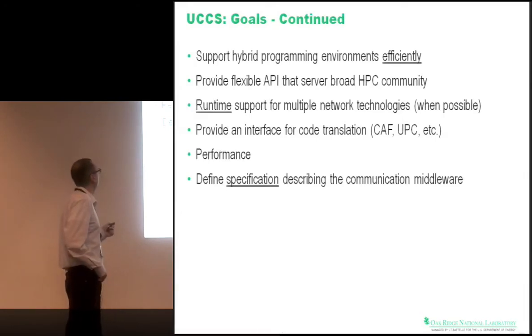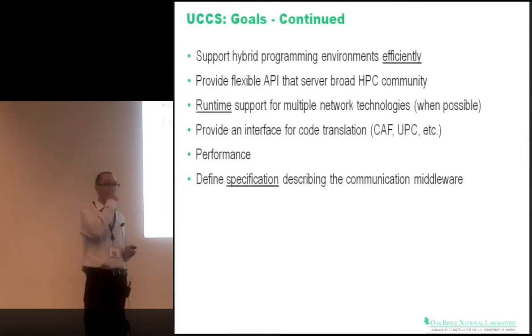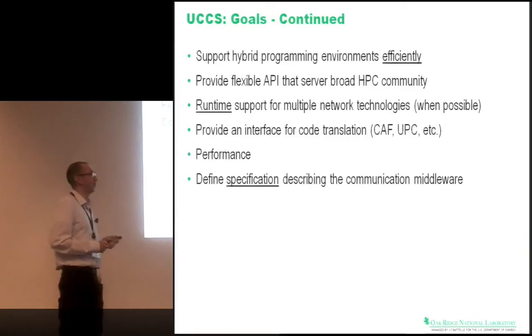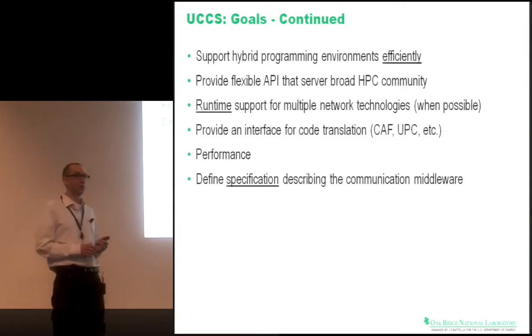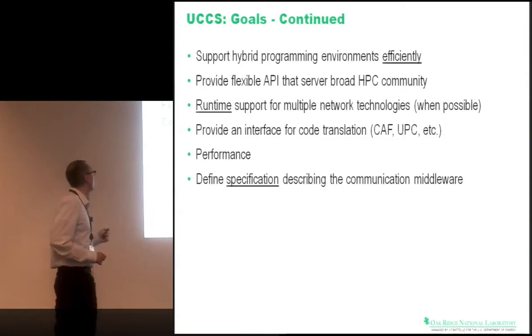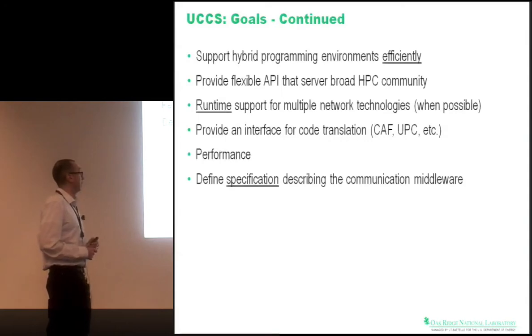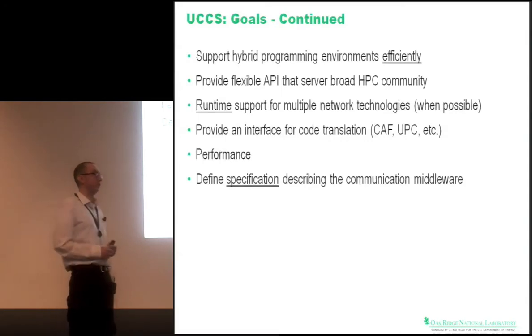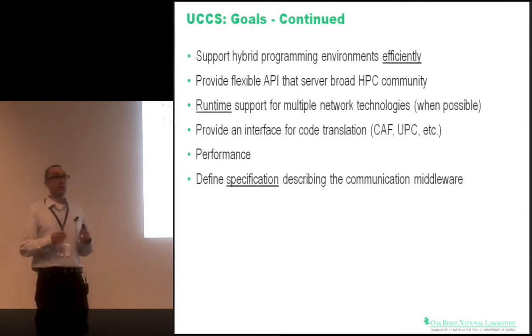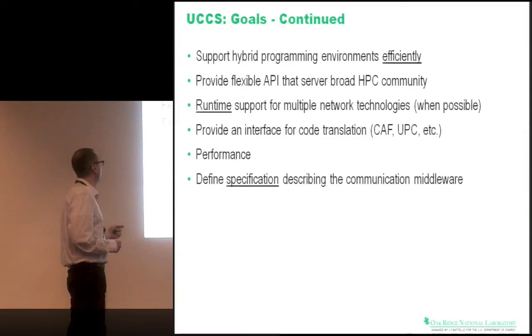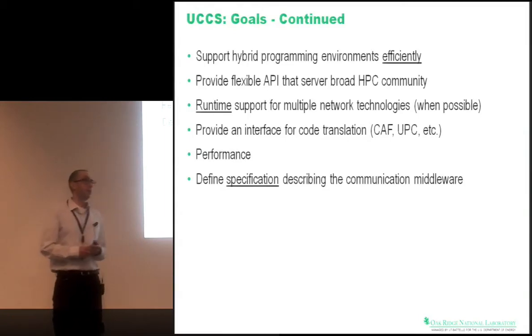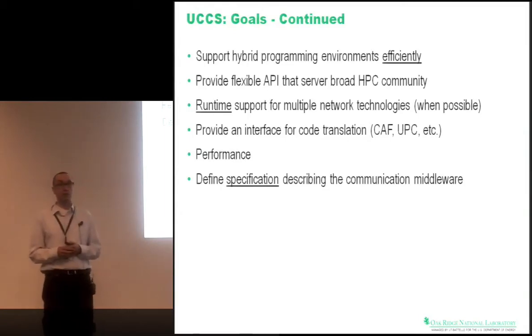We want to provide an interface for translation tools like CAF or UPC, since we have compiler people in the team. We always get comments like, oh, this is very difficult to translate for a compiler, make sure that you change the interface and make it compiler friendly. Obviously, performance. And as we go through the process of building the library, we define specifications describing the library. The intent is that vendors may potentially provide their proprietary implementations of this interface.